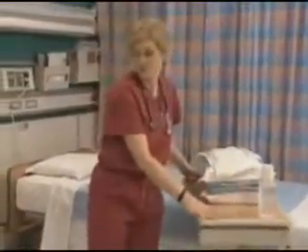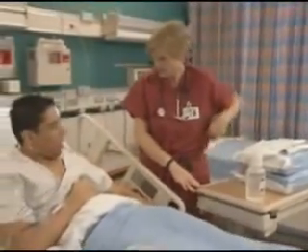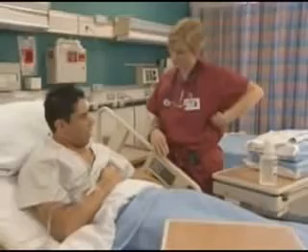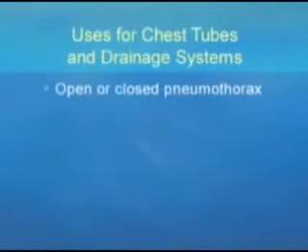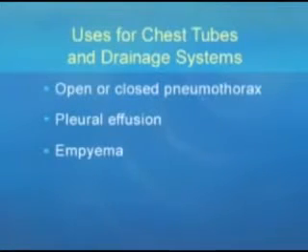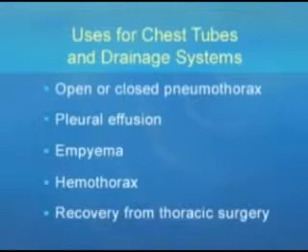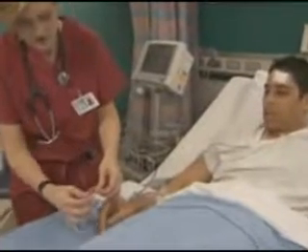Chest tubes and closed chest drainage systems are ordered to remove fluid or air from the pleural and mediastinal spaces. Right here to help you breathe a little better. These devices are used to manage open or closed pneumothorax, or air in the pleural space, pleural effusion, or fluid in the pleural space, empyema, or pus in the pleural space, hemothorax, or blood and air in the pleural space, and recovery from thoracic surgery. You're going to need to leave it on.